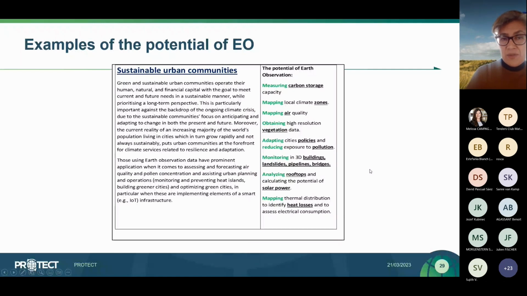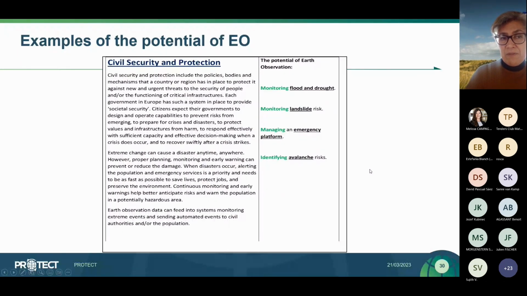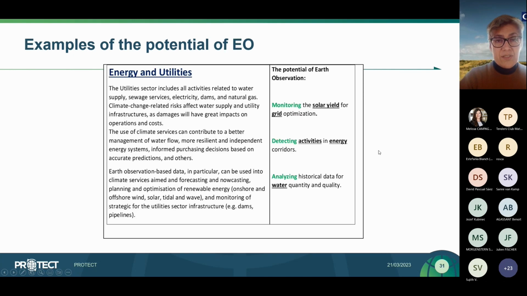That's for sustainable communities. You see it's possible to measure carbon storage. For civil security, regarding disasters that occur that alter the population and the emergency services, we can also have some possibilities of using Earth observation to monitor, to manage, for example, emergencies, to identify other potential risks in the environment. In the next domain, we will see other examples, that's energy utilities. Here, Earth observation can help us monitor the solar yield or for grid optimization, for example, or detecting the activities in the energy corridors, analyzing historical data for water quantity and quality.